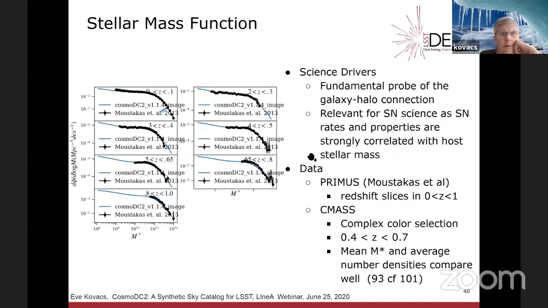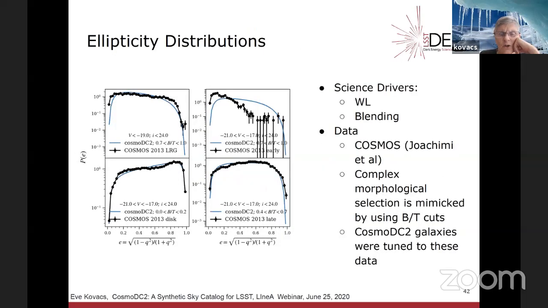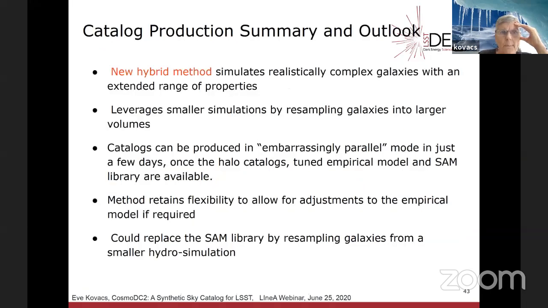I'm going to skip. I've got a couple of tests on size distributions and ellipticity distributions. These were actually modeled additionally on top of, after the matchup, and so we expect them to work, and so there's no real check here other than that we did it correctly.